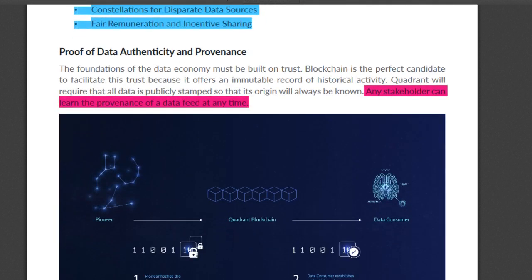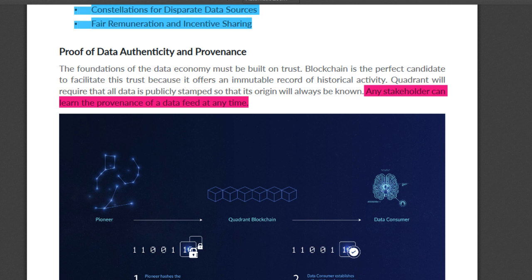So now we're getting into the proof of data authenticity. How does that work? Foundations of a data economy must be built on trust. Blockchain's good because now you can have trustless data verification. It offers an immutable record of historical activity. Quadrant will require that all data is publicly stamped so its origin will always be known. Any stakeholder can learn the provenance of data at any time.